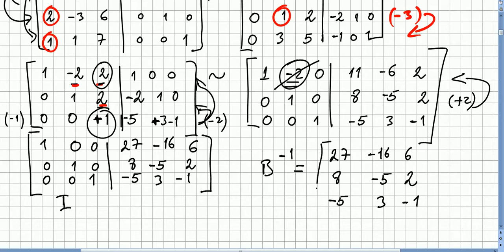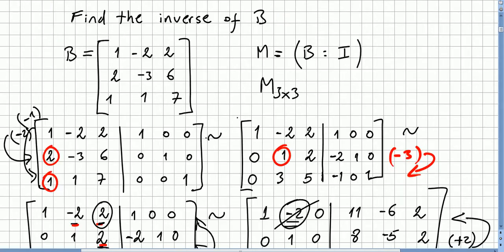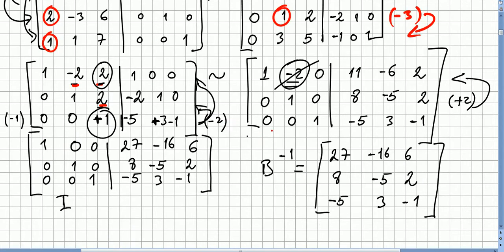Okay? Okay. So we just found the inverse for the matrix B. Okay? The inverse of the matrix B is this one. B inverse is this matrix. Okay?